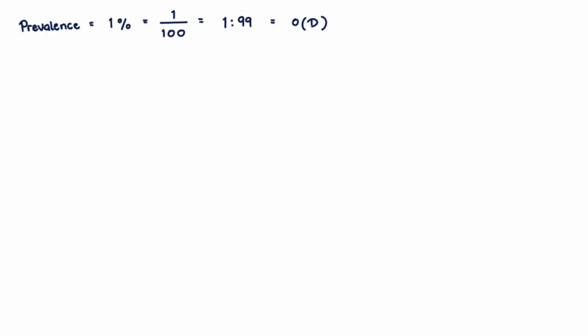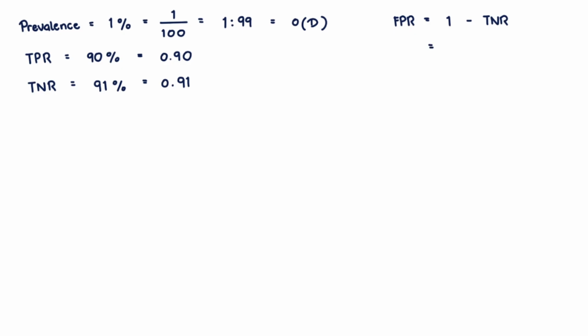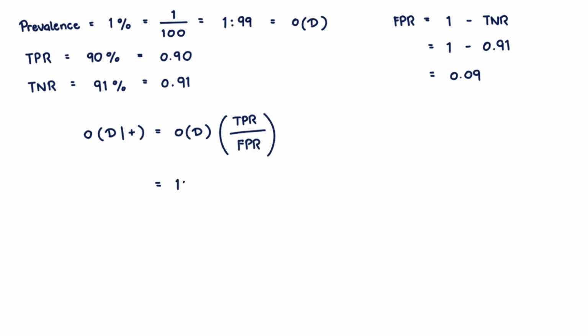Those are the odds. The true positive rate, or sensitivity, is 90%, or 0.90. The true negative rate is 91%, or 0.91. So our false positive rate is 1 minus our true negative rate, which is equal to 0.09. So the odds of having the disease given a positive test result is equal to the odds of the disease times the true positive rate over the false positive rate. And we solve for it like this.